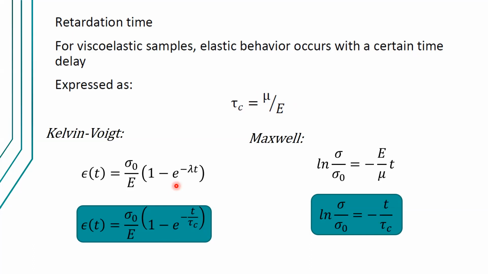The Kelvin-Voigt model is normally used for viscoelastic materials that are more solid rather than fluid, hence you can use this equation. While Maxwell is normally for materials that are more fluid rather than solid, and so you can arrive at this equation right here. So let's solve some problems related to viscoelastic models.